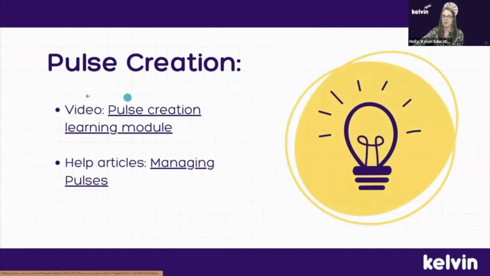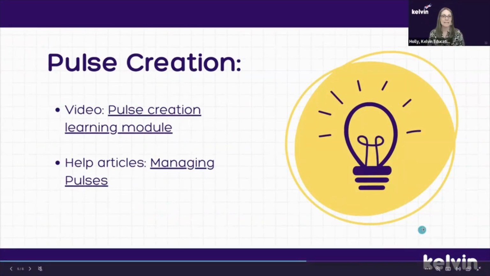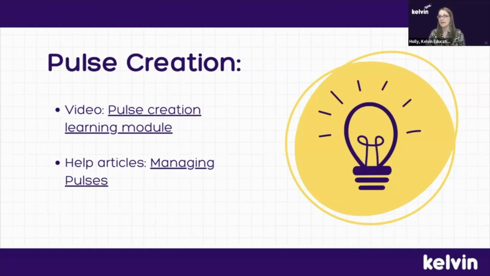Couple of things I wanted to note. This video is a little bit longer. It's a pulse creation learning module. So it can be especially helpful for system admin users who have full permissions. It'll also take you through where to go for opting out students if you end up seeing you've got students on your list that shouldn't be there. We take you through the steps of how to do that. And then we also have a help article for managing pulses. So if you needed to go back and change anything in your pulse, edit some dates, you can do that. It'll take you through how to update your pulse.